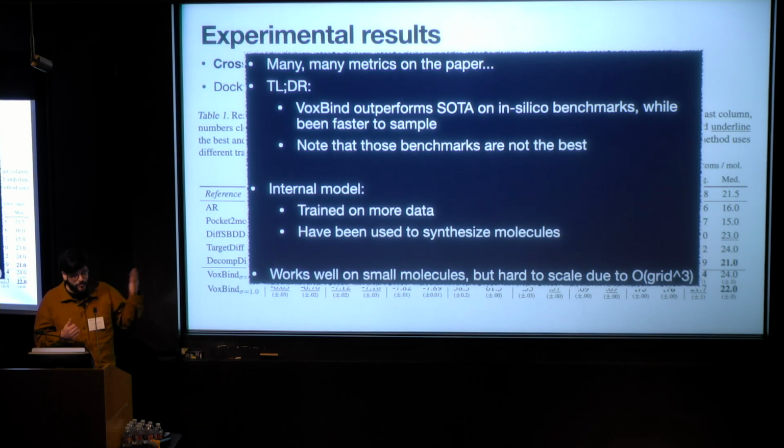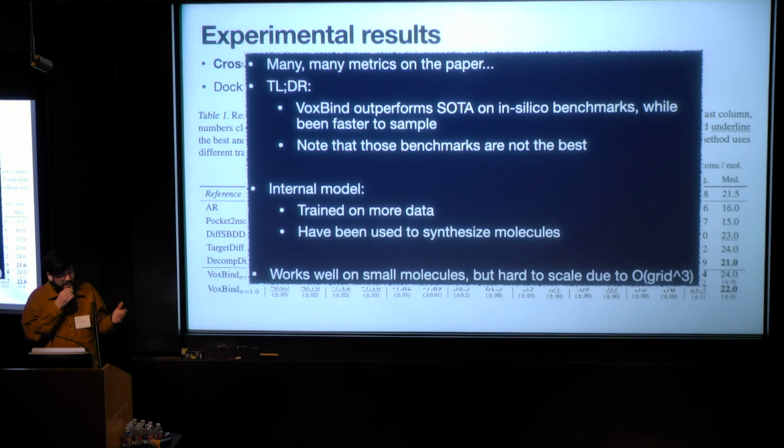There are many more metrics than those in the paper. The TLDR is that the model we propose performs better than all graphical models, at least when we published this paper. And it's also much faster to sample.